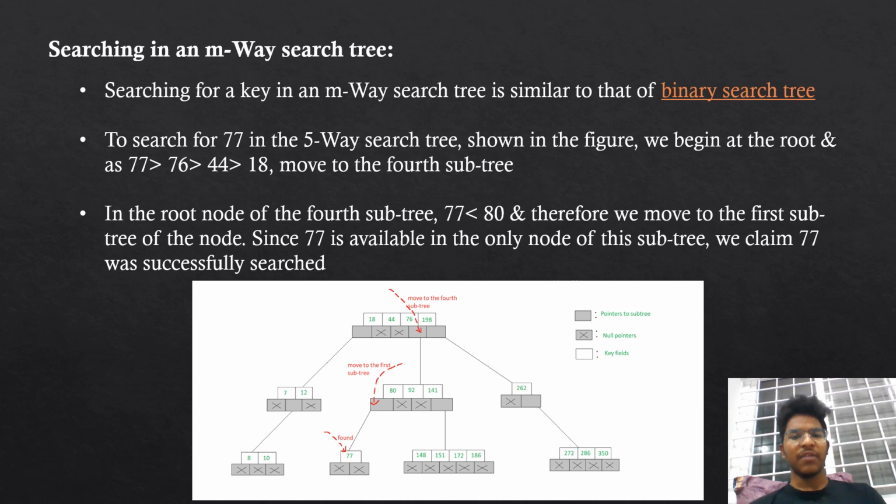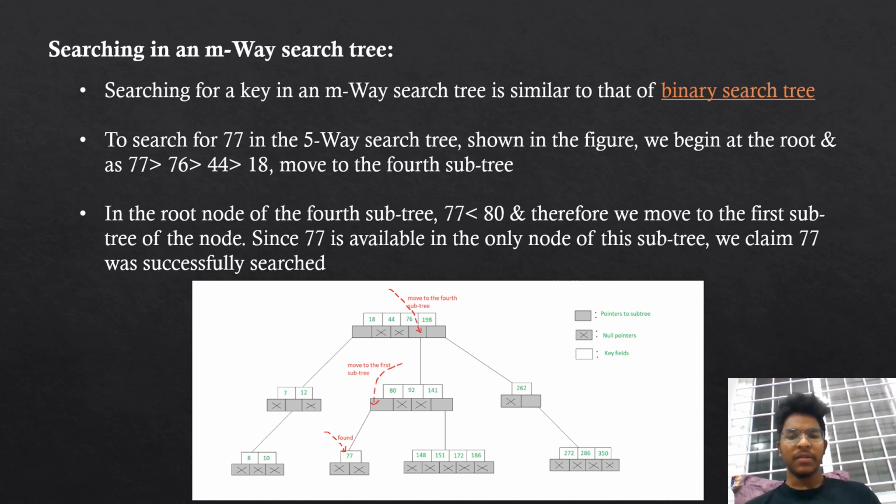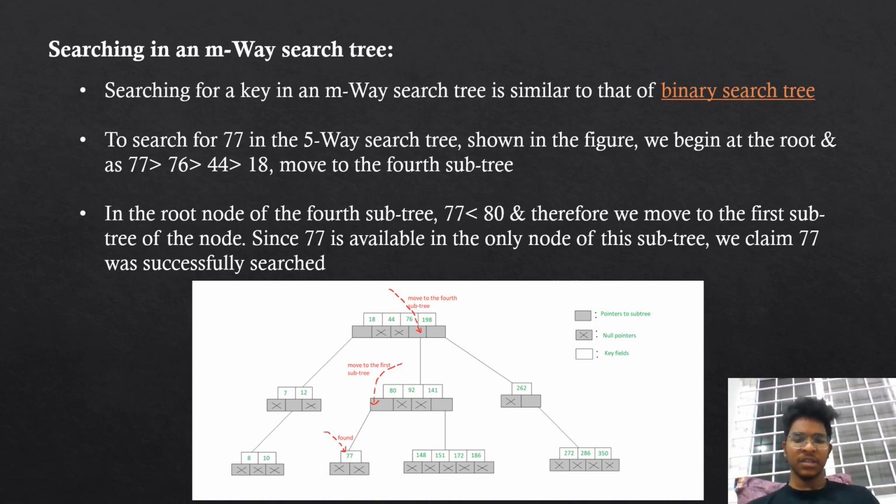Searching for a key in an M-way search tree is similar to that in a binary search tree. To search for 77 in the 5-way search tree shown in the figure, we begin at the root and compare against 77, 76, 44, 18. Move to the fourth subtree. In the root node of the fourth subtree we find 77, 80. Therefore, we move to the first subtree of the node, since 77 is available in only one node of the subtree. We claim 77 was a successful search.